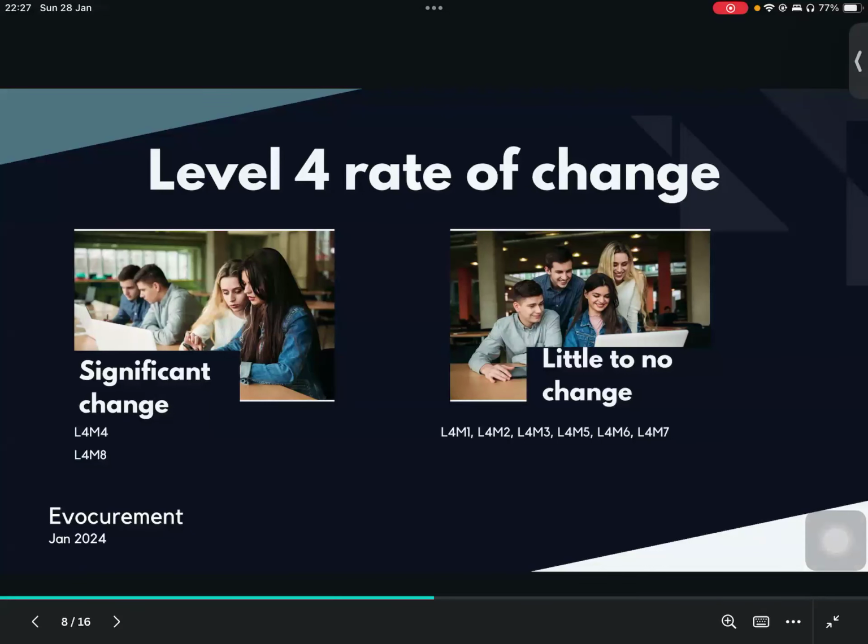Before that, we need to look at the rate of change in level 4. According to my own comparison, L4M4 and L4M8 are the ones with very significant change. With L4M4, they removed many parts and made the module lighter. With L4M8, they made the module heavier, adding more content and having more emphasis on financial ratio calculation, as well as break-even point analysis.